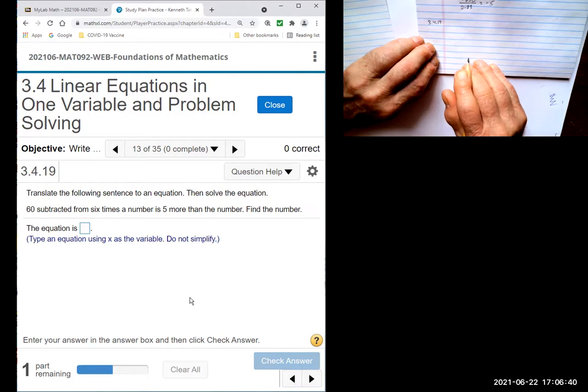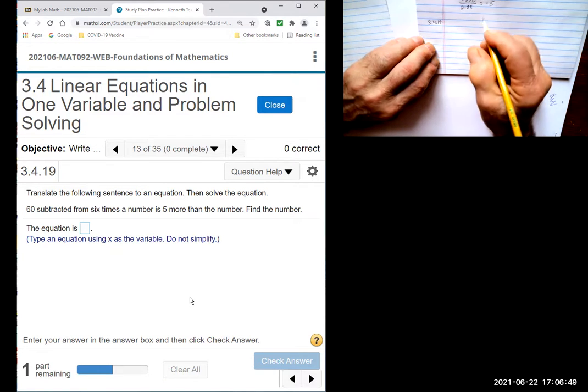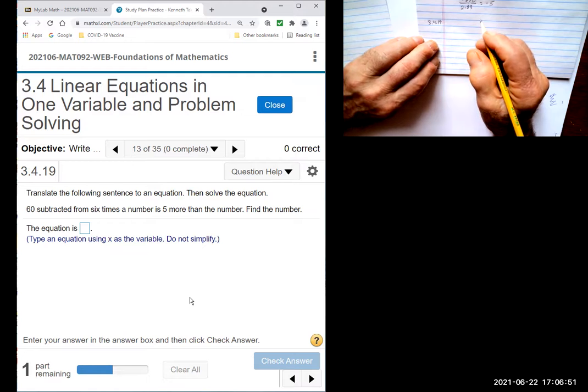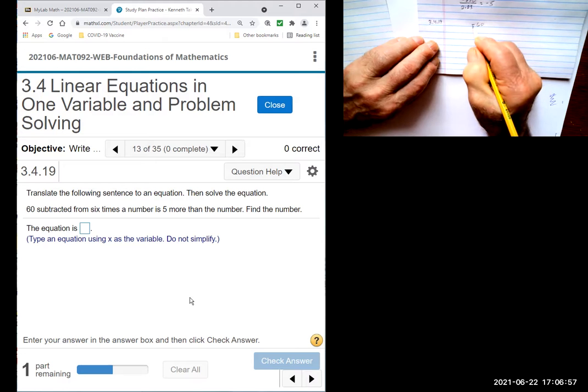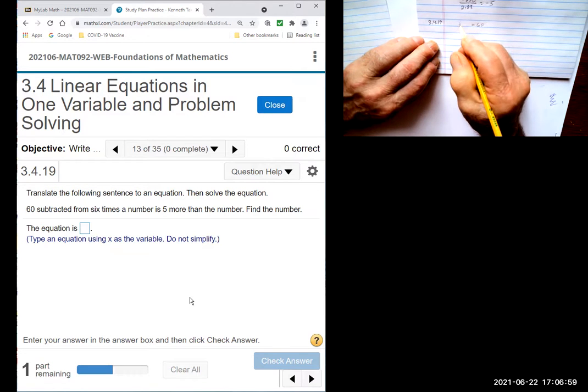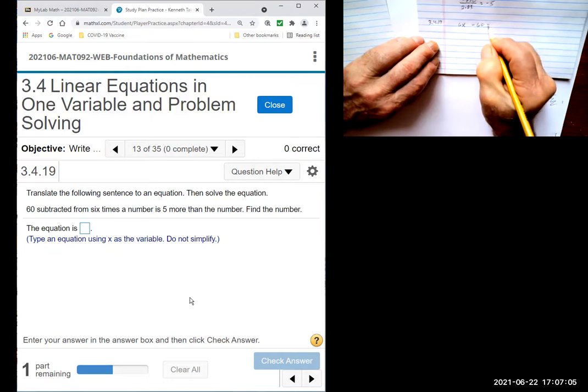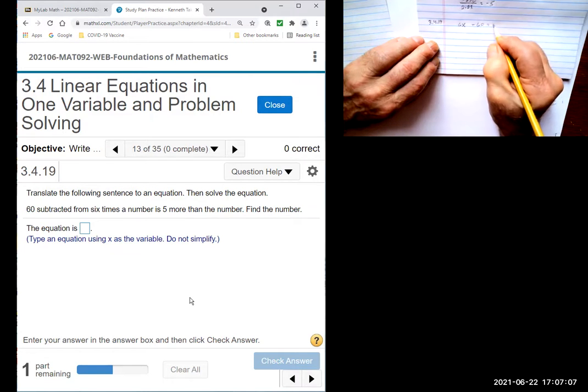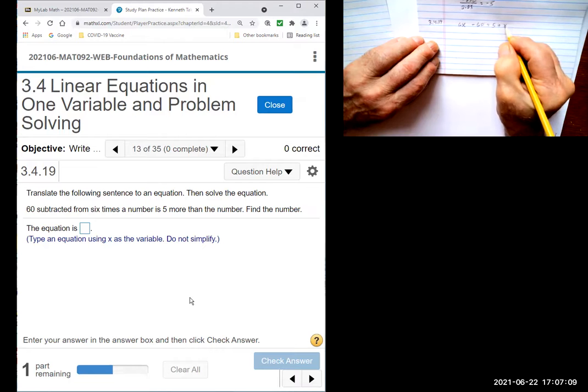$60 is subtracted from 6 times a number, and that is 5 more than the number. So, as we said before, subtracted from means minus 60. So 60 is subtracted from 6 times some number. So say that's 6x. And that is, what is it? It's 5 more, 5 plus the number.